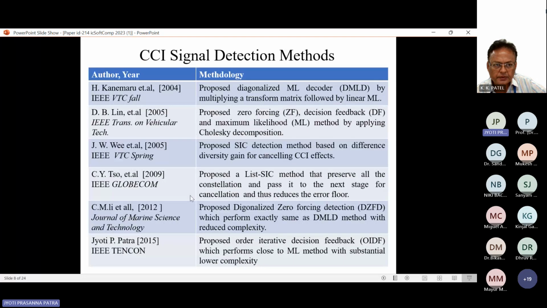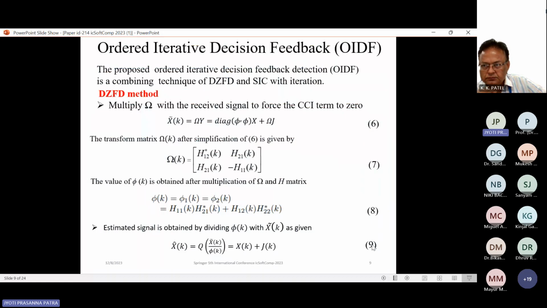Then several CCI signal detection methods are proposed: DMLD, diagonalized maximum likelihood detection, and then zero forcing decision feedback, ML, SIC successive interference cancellation, then list SIC method, then diagonalized zero forcing detection method, which achieves the same as DMLD with very less complexity, and then OIDF, order iterative decision feedback detection method. And out of these, the OIDF method achieves similar to ML, that is optimal, with very less computational complexity. So first of all, we'll discuss CCI because it is a joint CCI and ICI cancellation method.